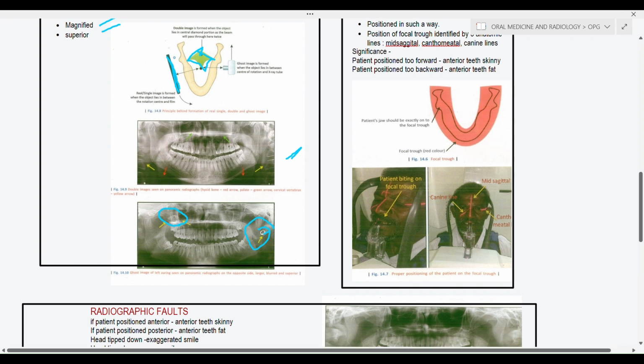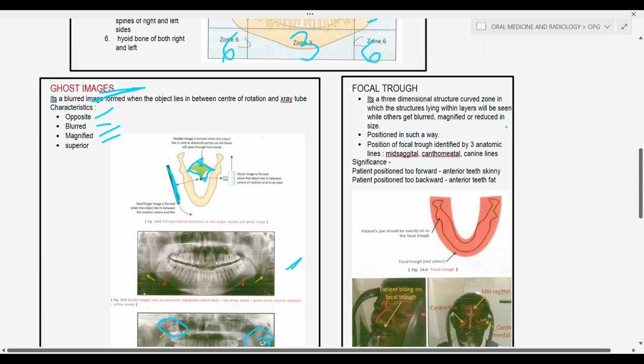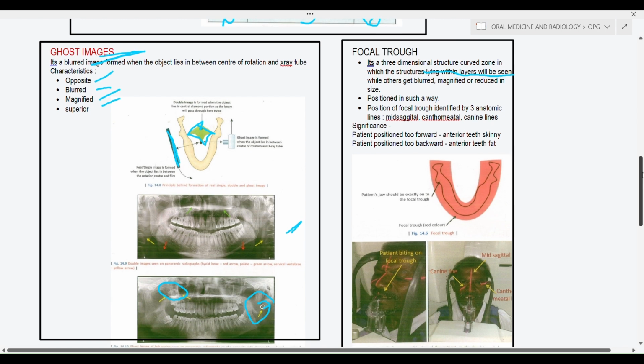Moving on to the next one, that is the focal trough. So what is the focal trough? Focal trough is a three-dimensional, curved zone in which the structures lying within the layer will be seen while the others get blurred, magnified, and reduced in size. So the structures lying within the zone will be seen and the others will get blurred, magnified, and reduced. So what is the significance? The patient's arches should be positioned in such a way that the structures are within the zone to be seen.